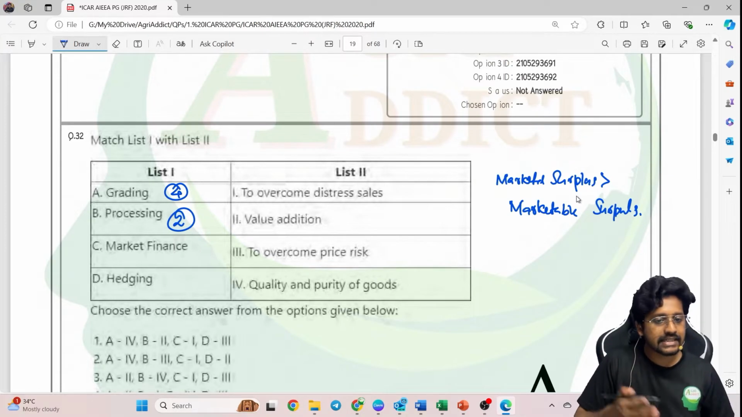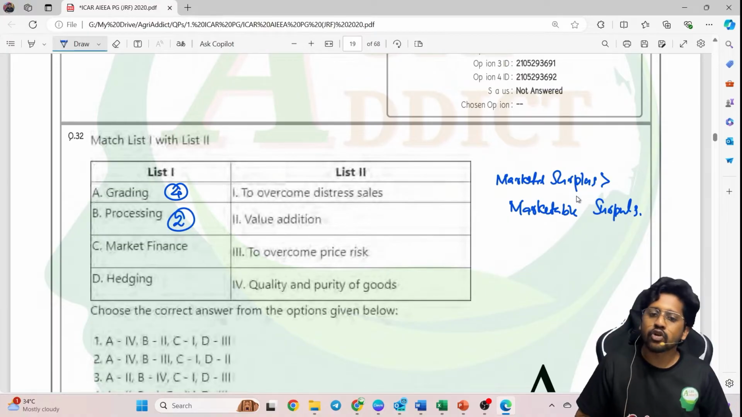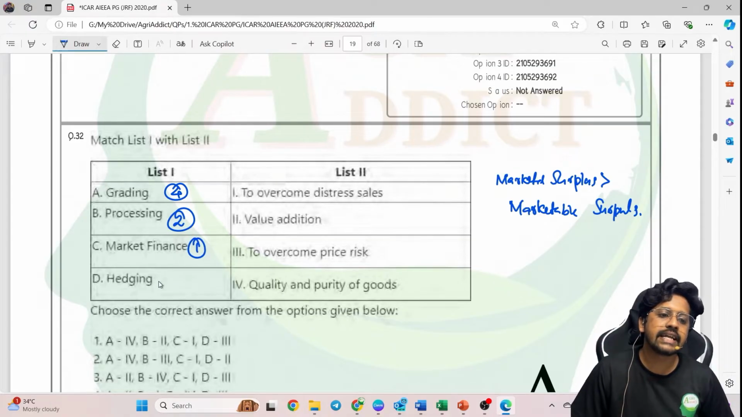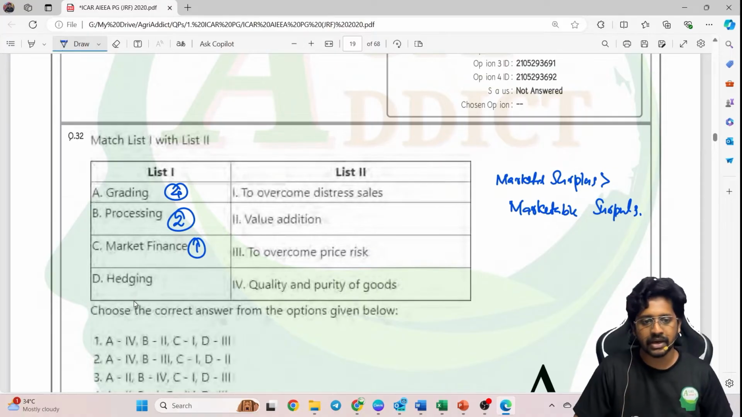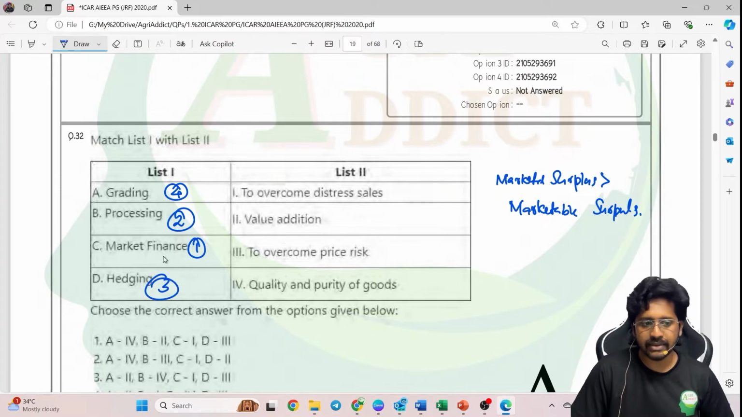So therefore distress sale will be happening, and in order to overcome the distress sale, there will be support given by the banks for the marketing process. So that can be explained as the market finance. So C can be connected with the first option. And D, hedging: we all know that there are two types of price mechanisms in marketing. First one is speculation and second one is hedging, and obviously it is connected to overcoming the price risk. So therefore D can be connected with the third option. So therefore A, B, C, D can be connected with 4, 2, 1 and 3.